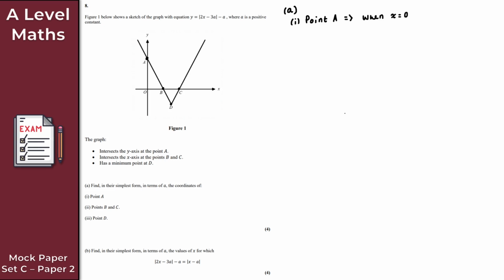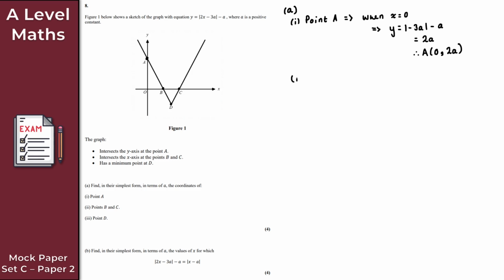So when x equals 0, what do I get here? All we need to do is substitute x equals 0 into this equation. So y is equal to the modulus of minus 3a, minus a. The modulus of minus 3a is 3a, so 3a minus a gives us 2a. So the coordinates of the point A are simply (0, 2a). Hopefully nice and straightforward for the first part.